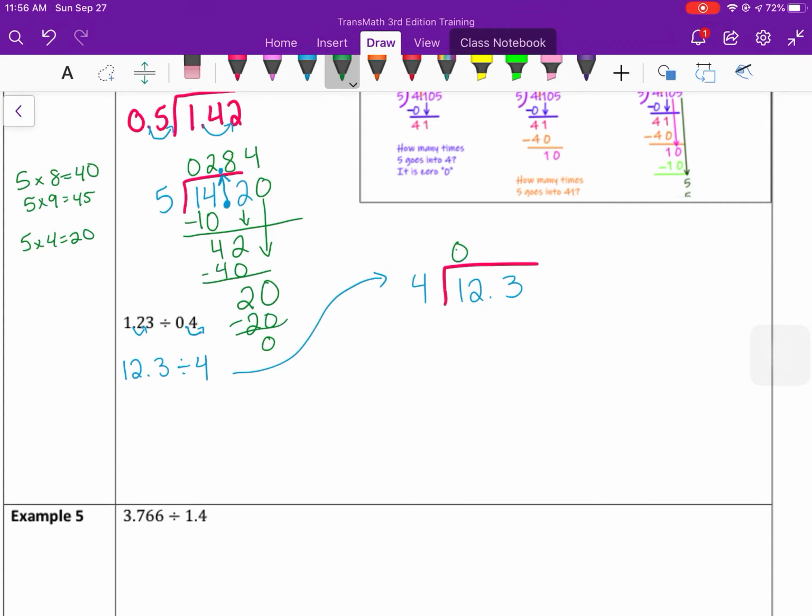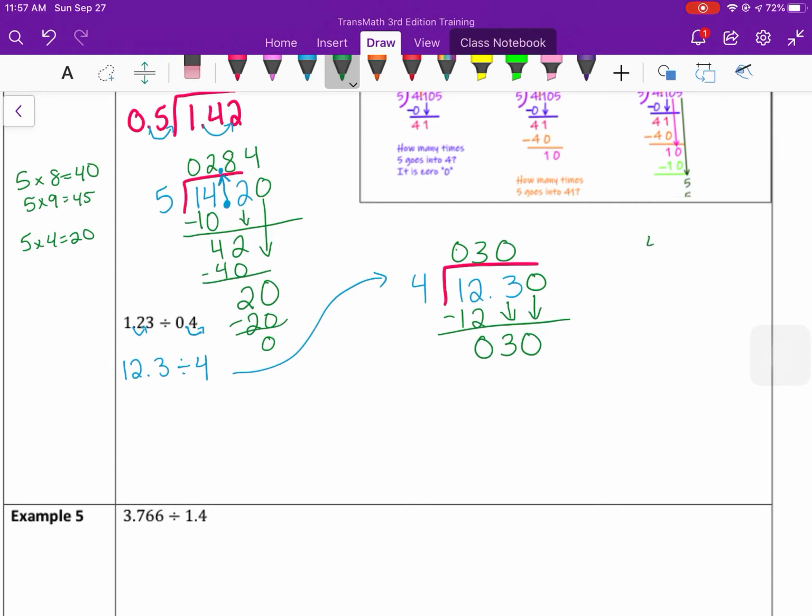Okay. So 4 does not fit into 1, so 0. Now 4 fits into 12 3 times. So we put that above the 2 and the 12. And then 4 times 3 is 12, so we subtract. You get 0 here. You got to bring down this 3. Does 4 fit into 3? It does not, so we have to add a 0 up here. And then we're going to have to add another 0 to bring it down.